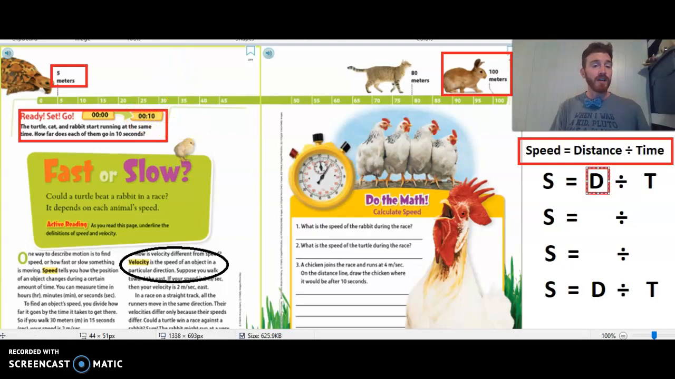So let's do that. We're going to talk about going 100 meters. That's way too big.